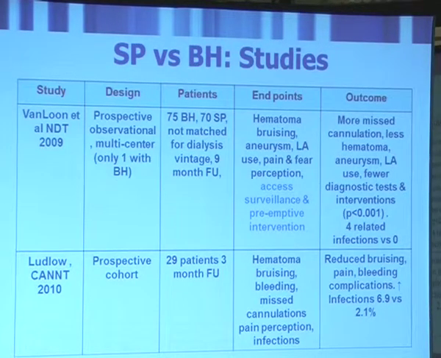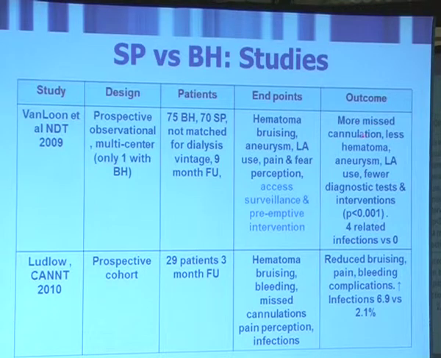Interestingly, though they had 3 centers, it was only 1 center which practiced buttonhole technique, and the other 2 centers were the ones which practiced the standard practice. They had 75 and 70 patients in each group. Since it was an observational study, they were not matched for dialysis vintage. The follow-up period was short, only 9 months. What they looked at was hematoma formation, bruising, aneurysm formation, use of local anesthesia, pain and fear perception of the patient, and importantly, they looked at the assessed surveillance and preemptive interventions in the 2 groups.